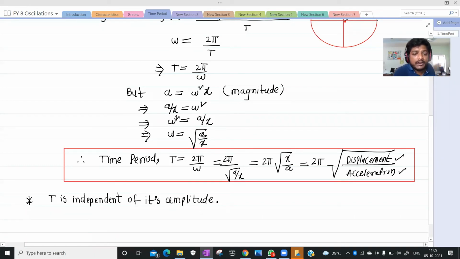In the question, they will ask to choose the correct one. They will give 4 sentences and you choose the correct option. In that case, they will say the time period of a particle executing simple harmonic motion depends on its amplitude. Listen.